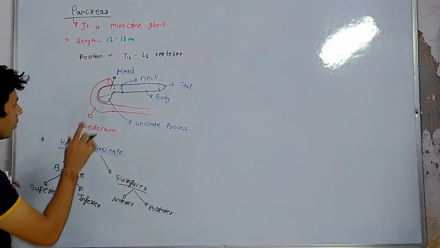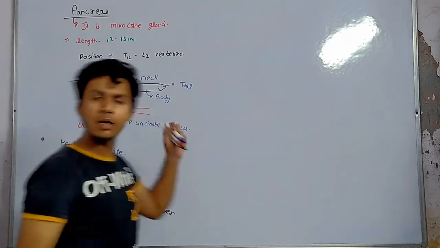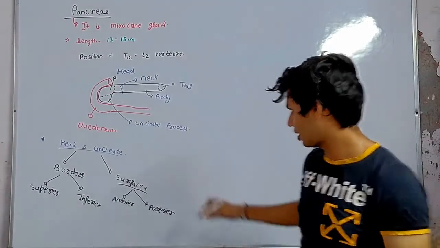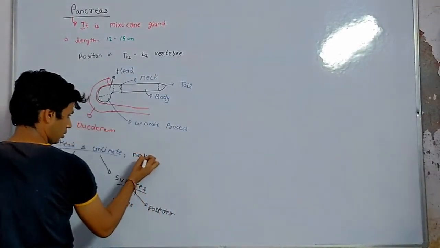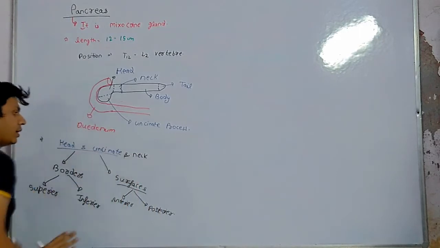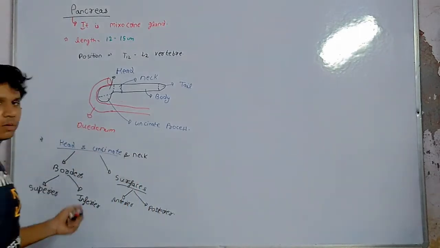Done. Now come to the neck. Similarly, the neck also has anterior and posterior surfaces, and superior and inferior borders.